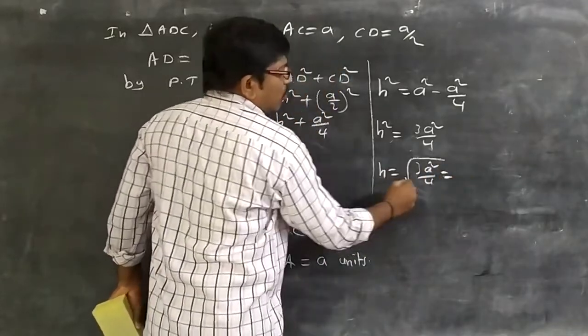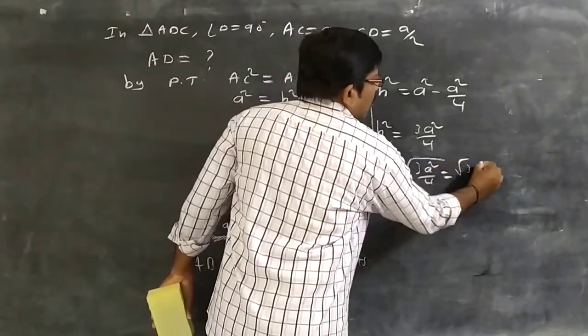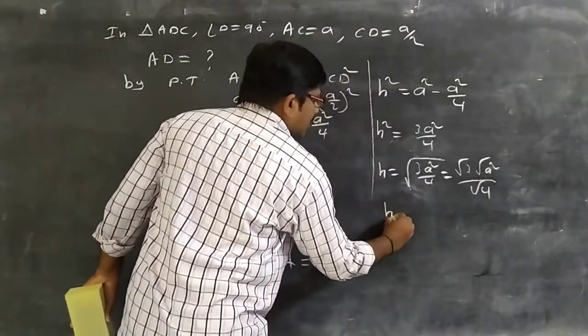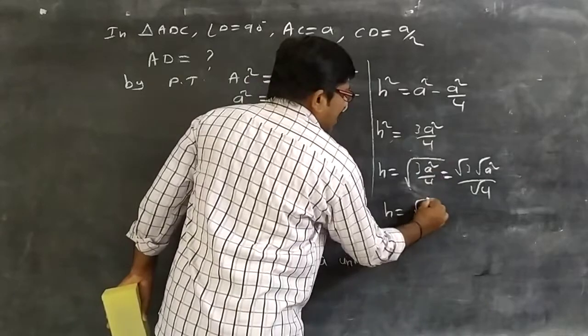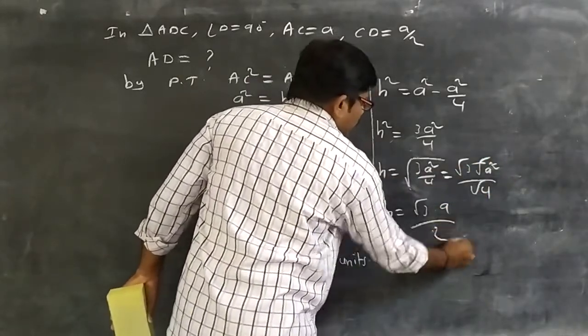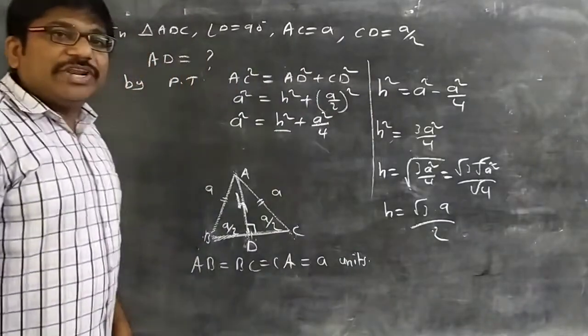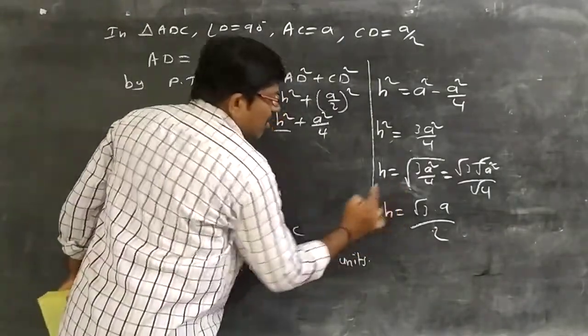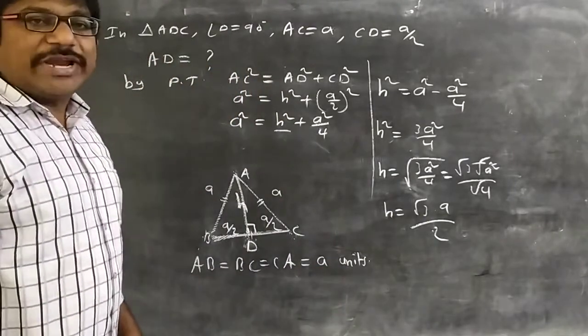So now separate root 3, root A square by root 4. So H is equal to root 3, right, as it is. Here square root cancels, A by root 4 is 2. So H is root 3A by 2. So the height of an equilateral triangle is root 3A by 2, right?